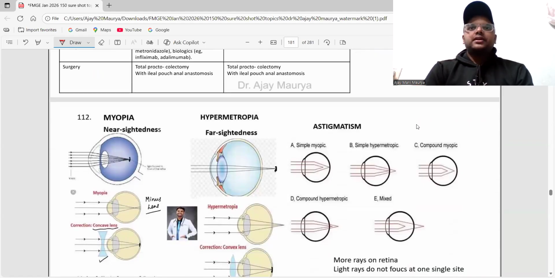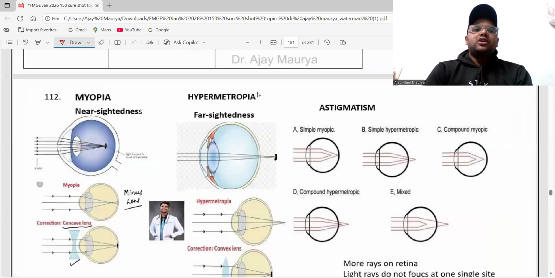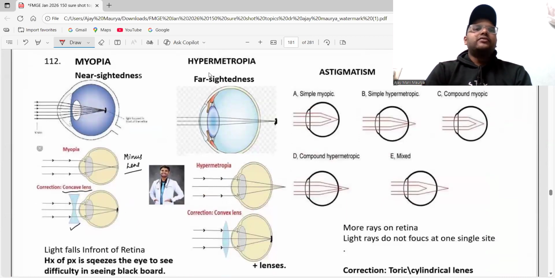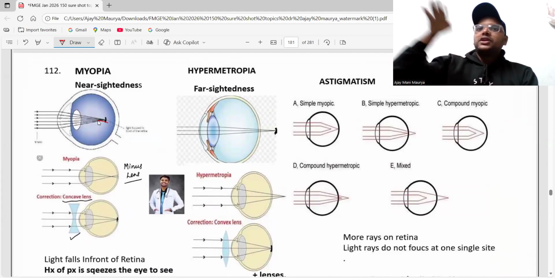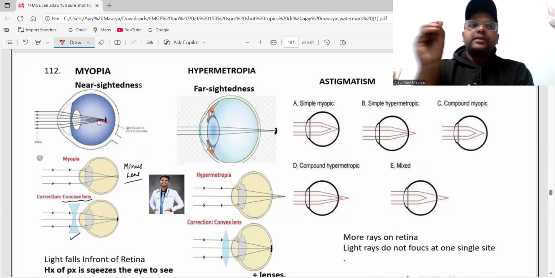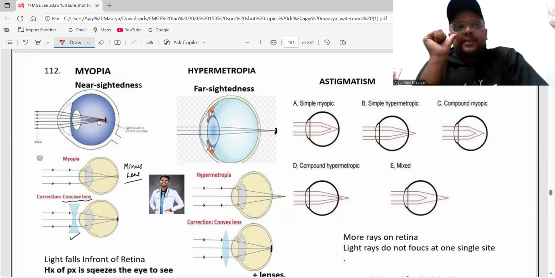Next one, coming to myopia, hypermetropia, astigmatism. They are going to give the images there. You have to remember that in myopia the light falls in front of the retina. The light is not reaching the retina, it falls in front of the retina only. That's why we are getting myopia.